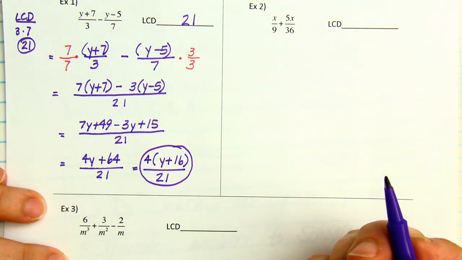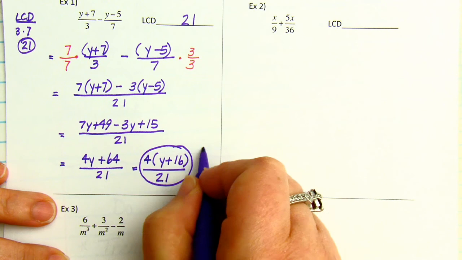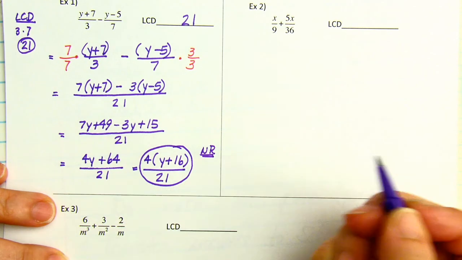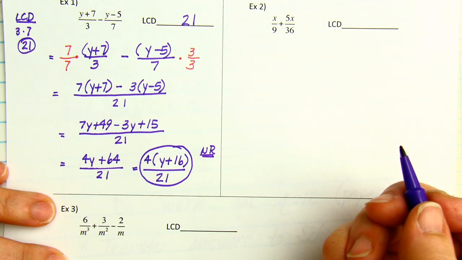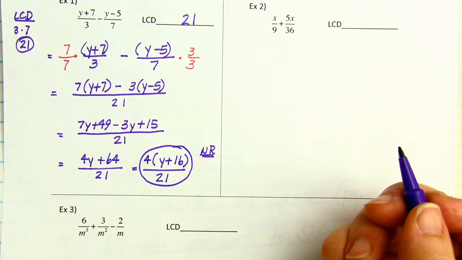There are no restrictions because there are no variables in the denominator. So my domain here would be negative to positive infinity.